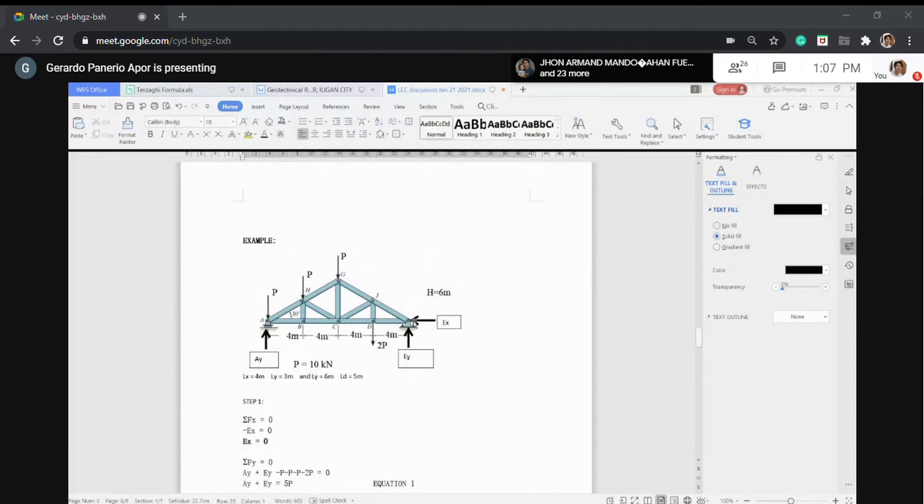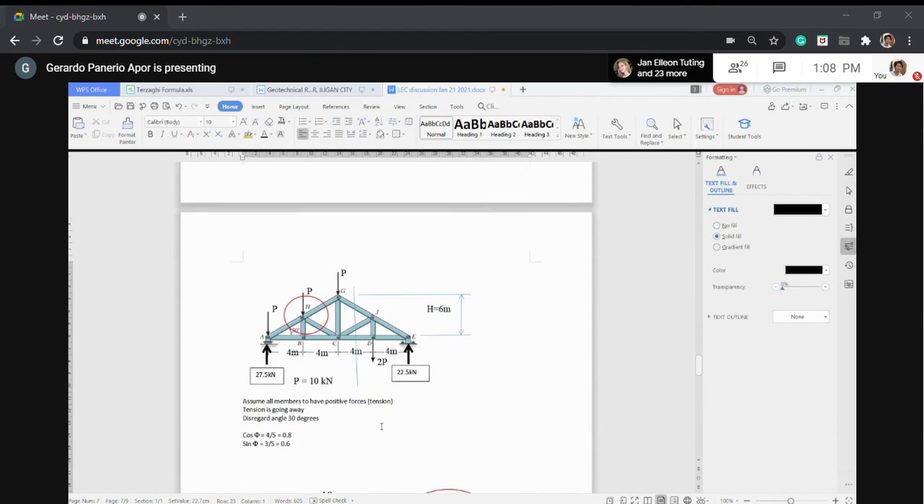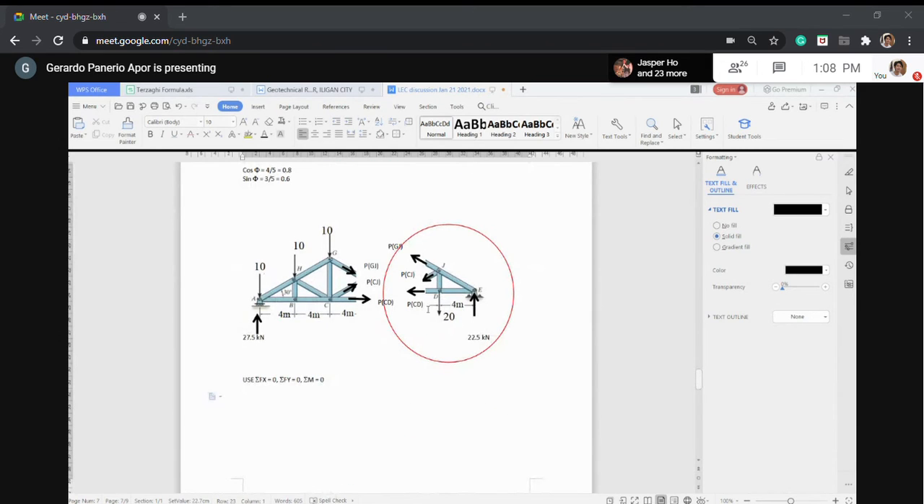Because joints are what we call concurrent forces, meaning they converge into one point only. Here, if you trace all the forces, they do not converge into one point only. So they have what we call a moment arm. So we choose a moment center so that your unknowns will be reduced.